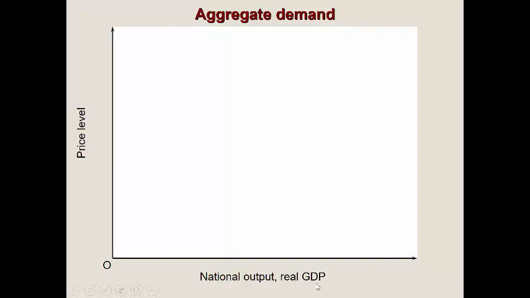It's the actual volume of output produced. So that's national output. Now, as I said, the aggregate demand curve is downward sloping. As you can see, at higher prices the level of output, or the level of demand for national output, declines. It goes back up at low price levels, when inflation is lower or prices generally are low.